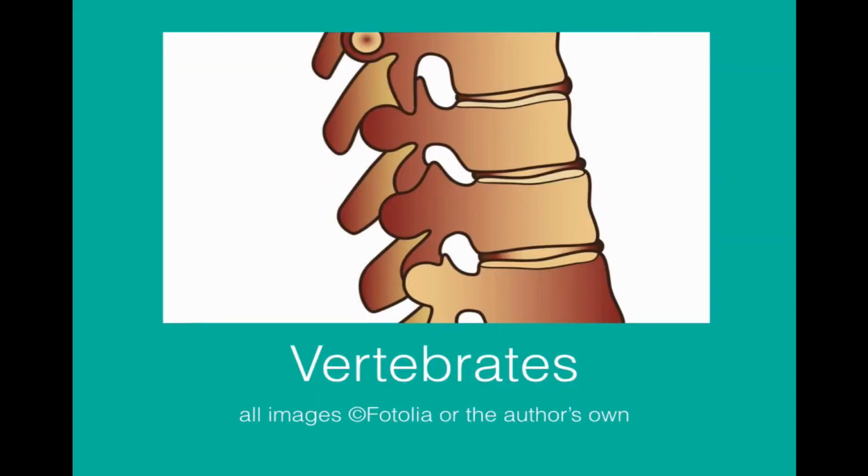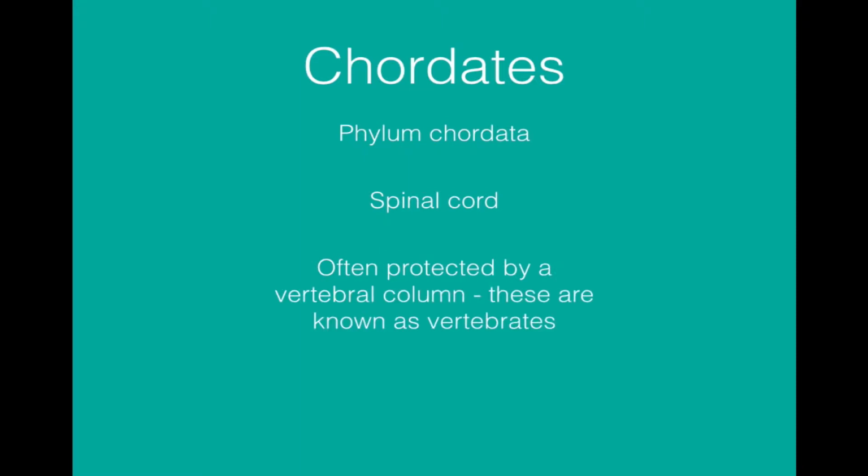This video is going to look at vertebrates and the different classes of vertebrates. Chordates, or Chordata, is the phylum that includes all the vertebrates. All the chordates have a spinal cord, and those chordates that have their spinal cord protected by a vertebral column are known as vertebrates.